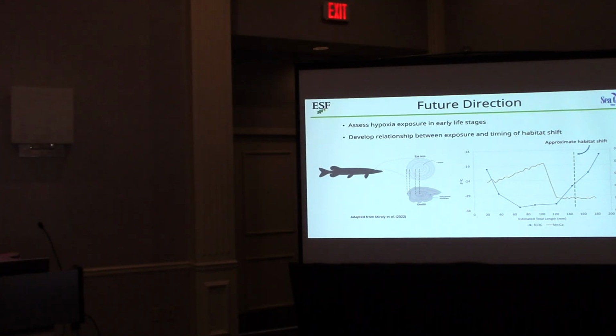By overlaying these two data sets, we can start to assess hypoxia exposure in the early life stages of these juvenile northern pike, and then hopefully develop a relationship between hypoxia exposure in that early life stage and the timing of habitat shift. So that's going to hopefully let us answer these questions regarding how hypoxia exposure influences their habitat use and shifts throughout their early life history.